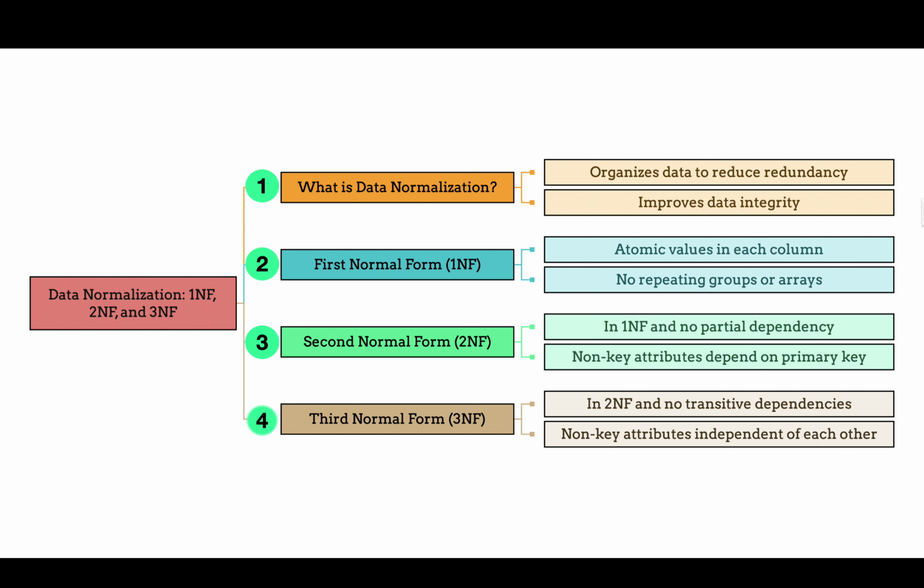4. Third normal form, 3NF. A table is in 3NF if it is in 2NF and all its attributes are not only fully functionally dependent on the primary key but also independent of each other, no transitive dependencies. In other words, non-key attributes do not depend on other non-key attributes.